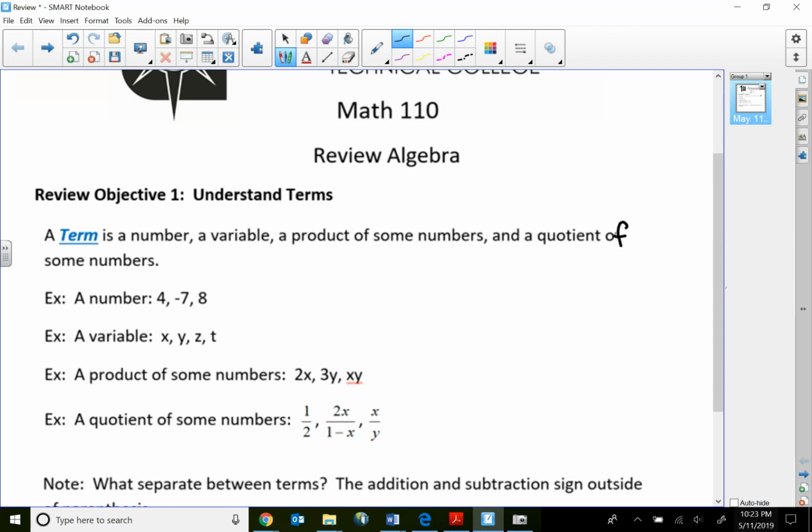So there are actually four components to the word term. A term can be a number. Any number that we see is considered a term, like a 4, -7, or an 8. A term can also be a variable. These are standalone variables, like x by itself, y by itself, z, or t. Any standalone variable is considered one term.